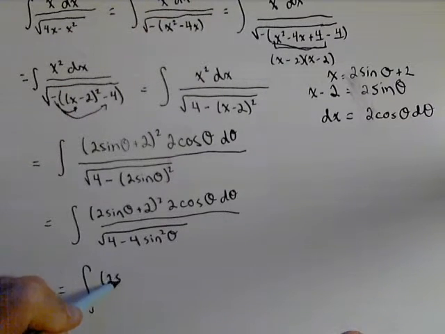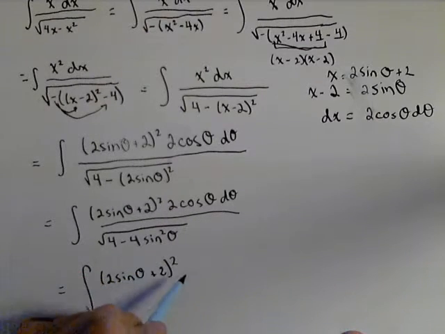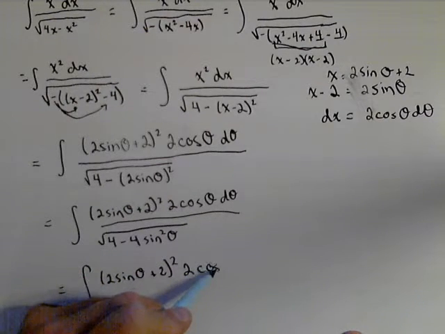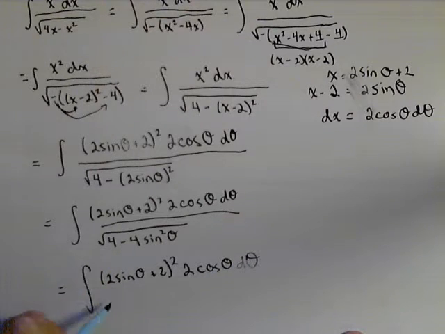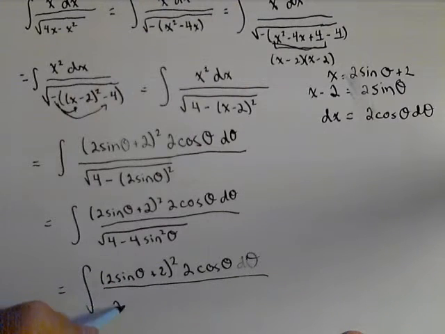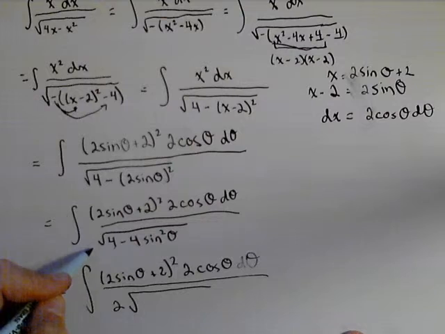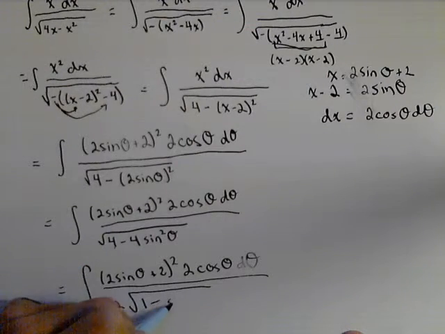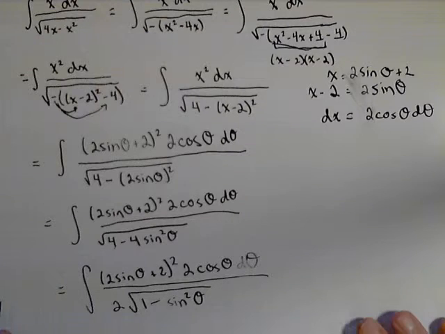So we have 2 sine theta plus 2 squared, 2 cosine theta d theta. I'm going to pull the 4 out and pull it out of the radical. So I'm going to end up with 2 times the square root, because pulling the 4 out of a radical, we're going to take its square root, 1 minus sine squared theta. And now you can start to see the value of our trig sub.